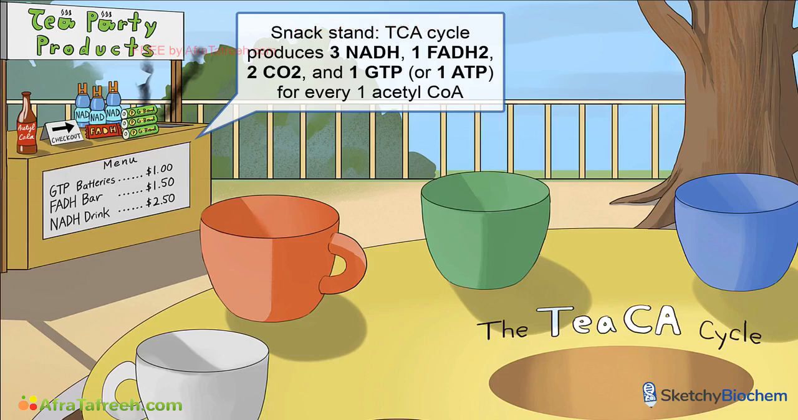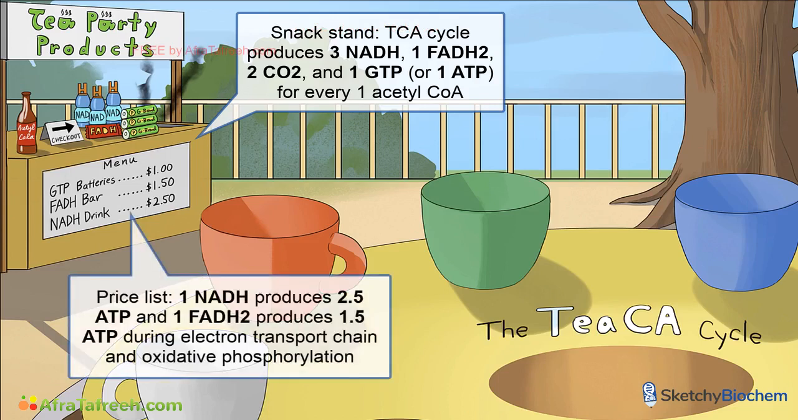Okay, welcome back. The snack stand sells NADH drinks for $2.50 and FADH2 bars for $1.50. Just like how 1 NADH will produce 2.5 ATP and 1 FADH2 will make 1.5 ATP during the electron transport chain and oxidative phosphorylation. The TCA cycle produces 3 NADH, 1 FADH2, and 1 GTP, or ATP, per 1 acetyl-CoA. So let's do the math. 3 times 2.5 plus 1 times 1.5 plus 1 equals 10 ATP. 1 acetyl-CoA produces 10 ATP.